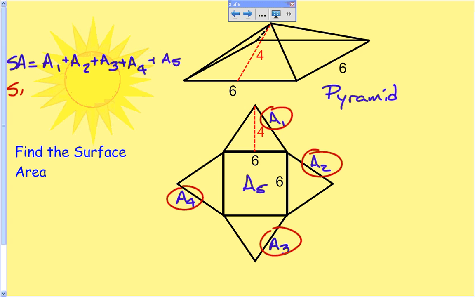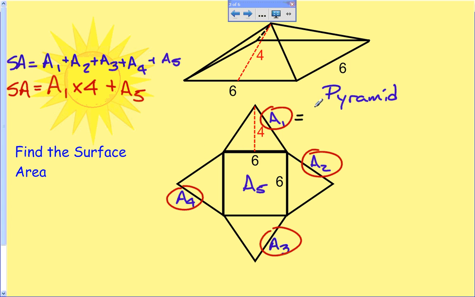So to simplify our surface area equation, we're going to find area 1, which is this triangle, and we're going to multiply it times 4 because there are 4 of those. And then that just leaves us with area 5. So instead of finding area 1, 2, 3, 4, 5 and adding them all together, we're just going to find area 1, this triangle, multiply that area times 4, and then find the area of this square and add those together.